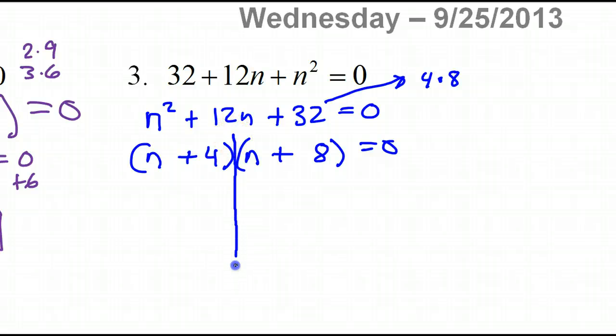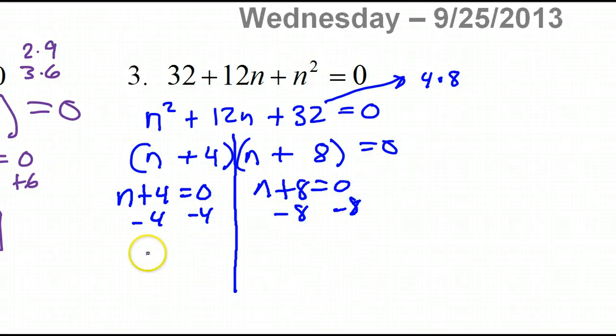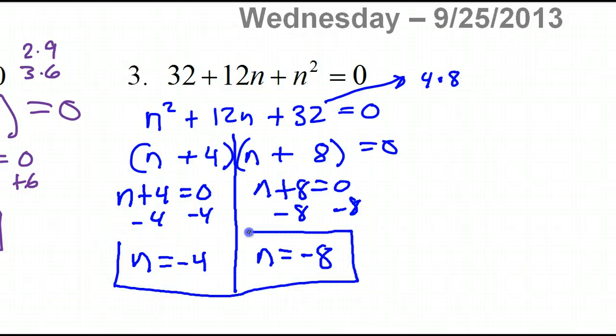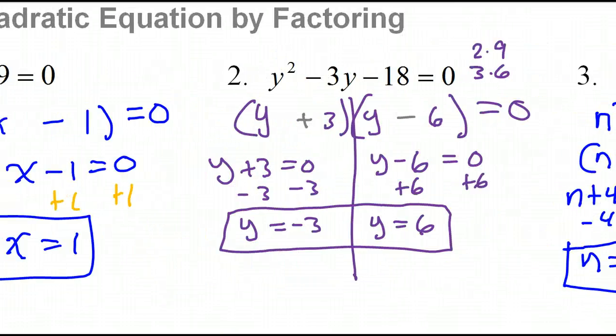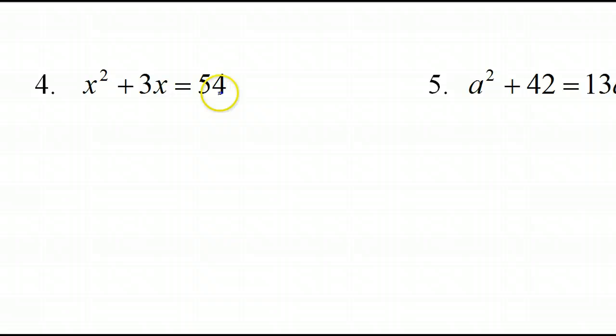And then you can find your solutions, again, by setting these equal to 0. So n plus 4 equals 0, n plus 8 equals 0. Minus 4, minus 8. So this is going to give us n equals negative 4. And this side will have n equals negative 8. So these are the two solutions for number 3. Okay, let's move on to number 4.